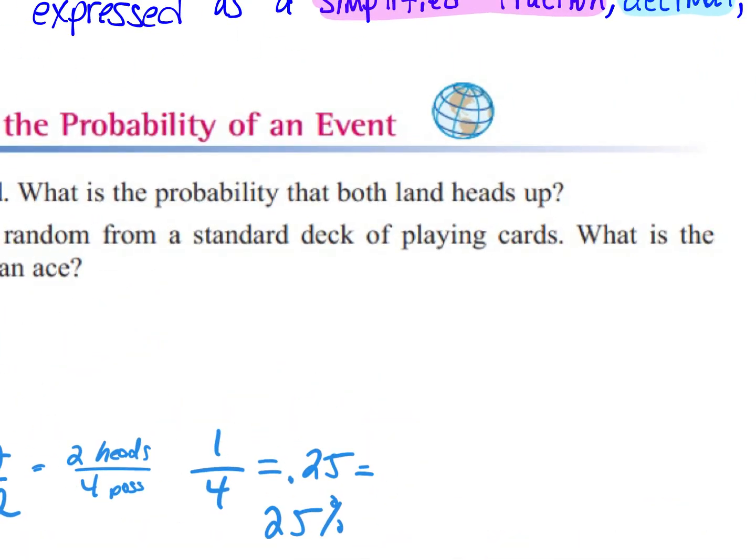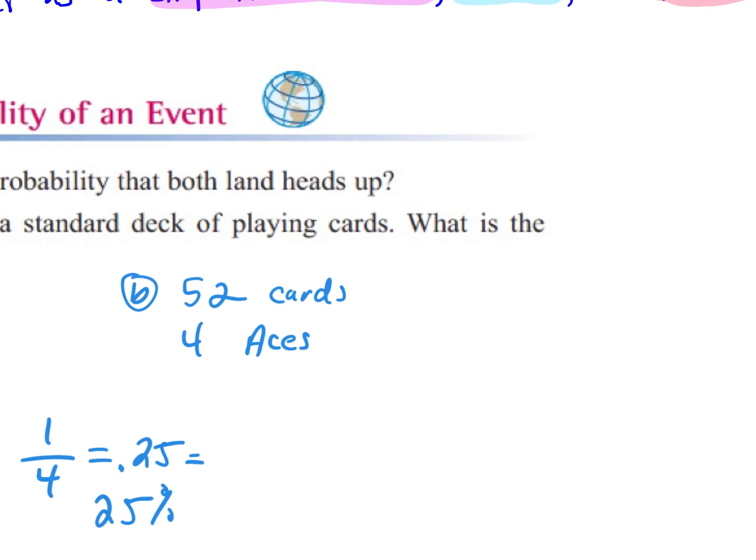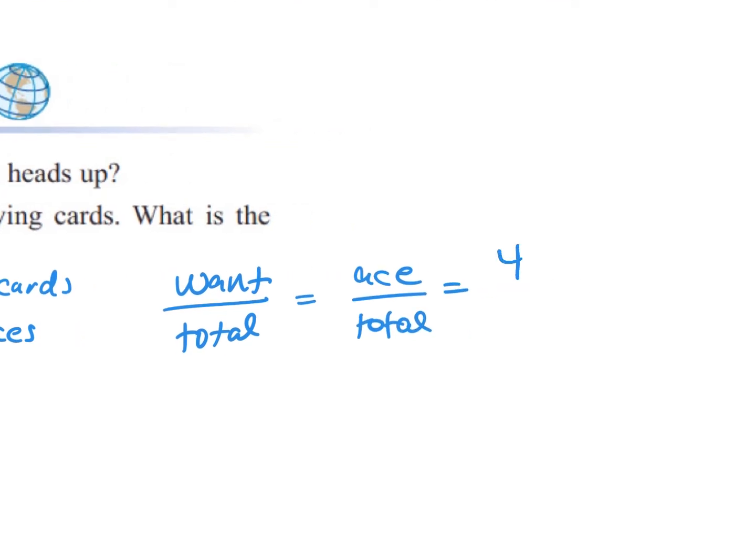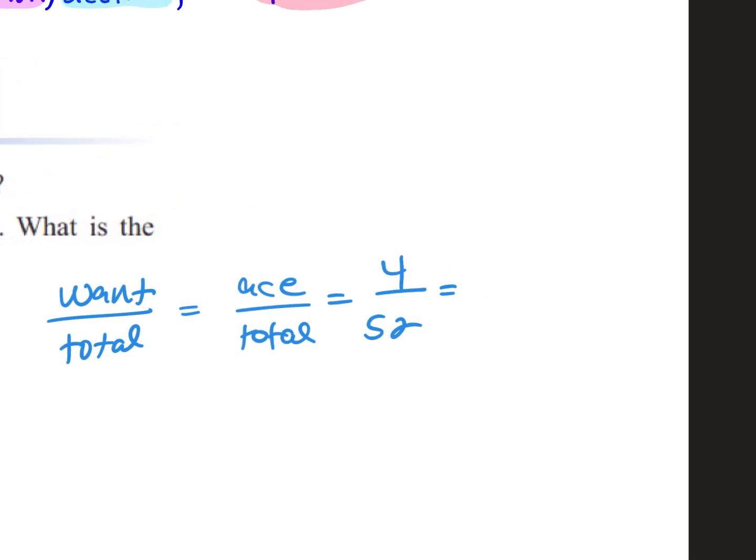So think about a deck of cards. There's 52 cards in a standard deck. Does anybody know how many of them are aces? Okay, there's 4 aces. So probability, remind yourself what probability is. It's what you want over the total, correct? So what do I want to happen? I want to get an ace. And there's a total amount of cards, correct? How many aces are there, out of how many? Simplify that. 1 over 13? 1 over 13.